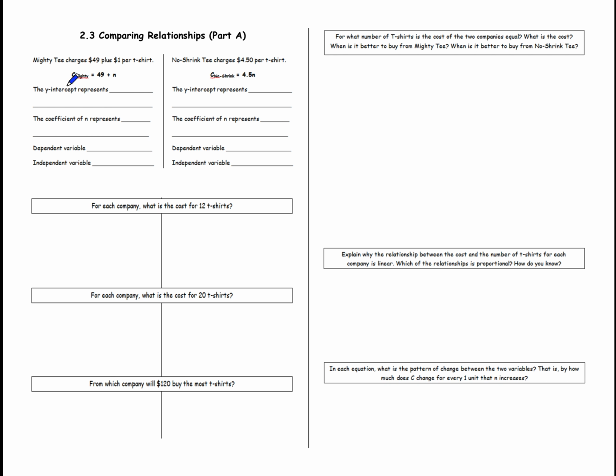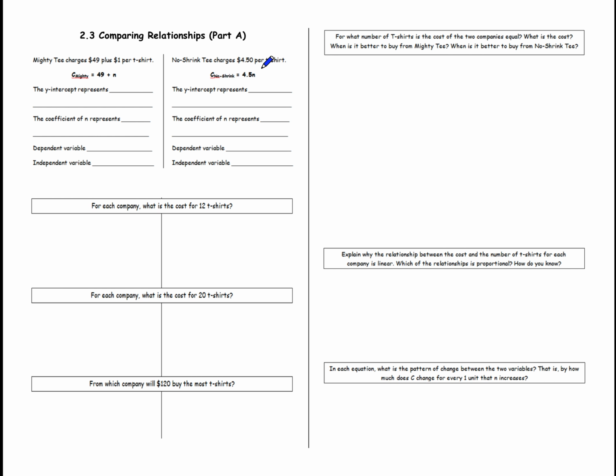I already gave you the equations here. C equals 49 plus N. And again, this 49 came from the $49 fee that you have to pay. Now, the reason this is just N is because each shirt is $1, and we don't need to put 1N. We can just put N. Now, if the shirts were $2, then you would see 2N right here.